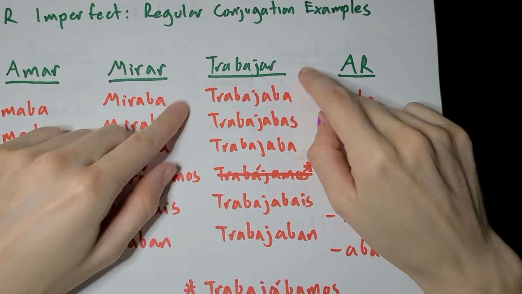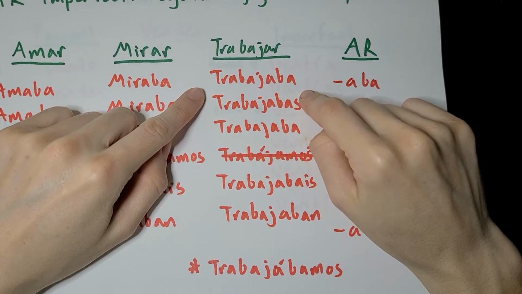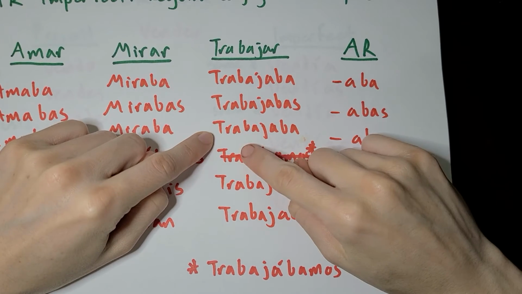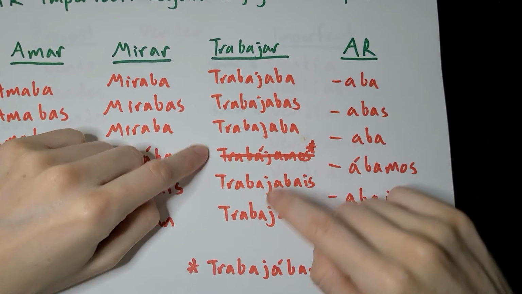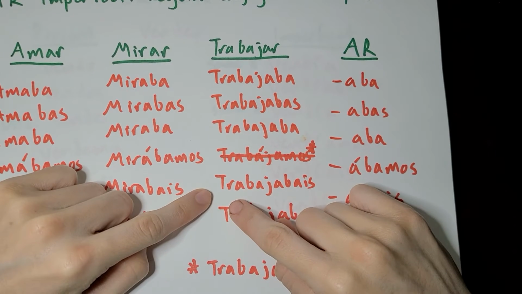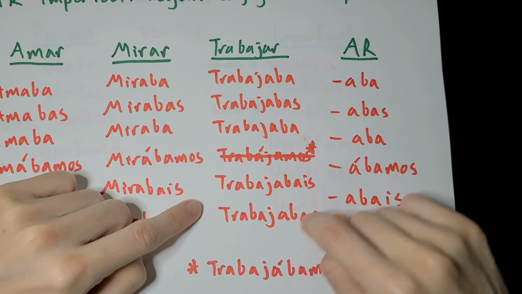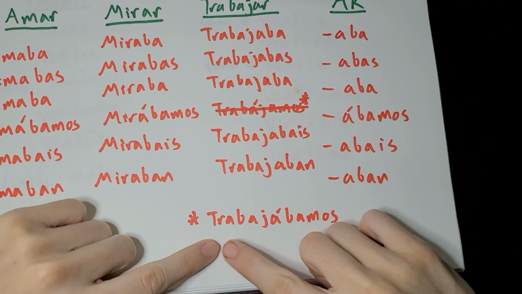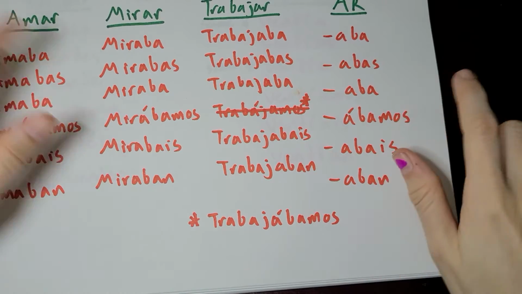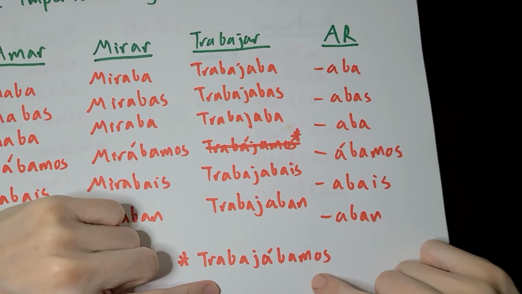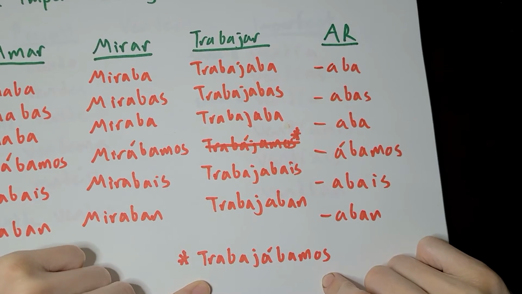Trabajar means to work. Yo trabajaba, tú trabajabas, él trabajaba, nosotros trabajábamos, vosotros trabajabais, ellos trabajaban. So, I didn't realize until I was writing this that trabajar becomes like the most monstrous word ever when you're conjugating it in the imperfect tense.